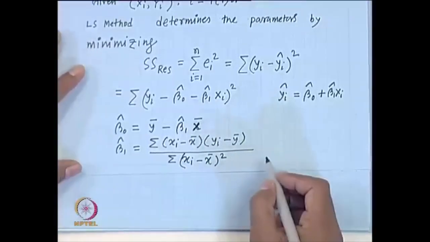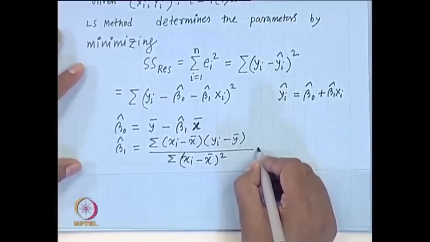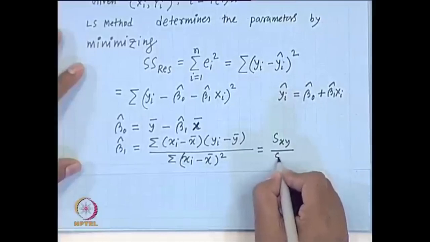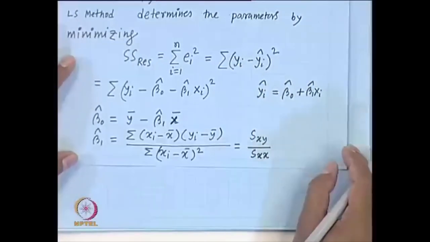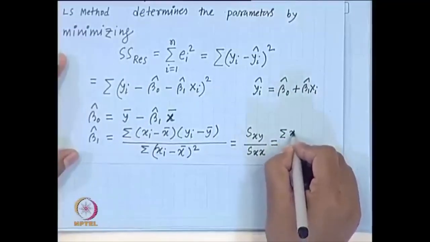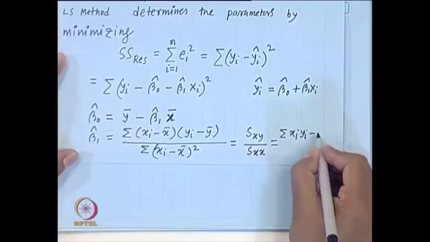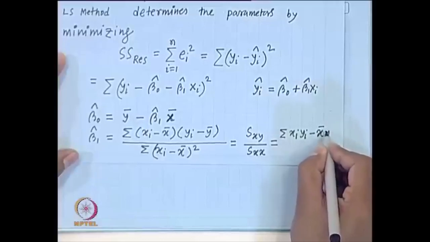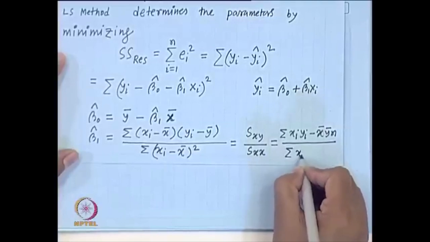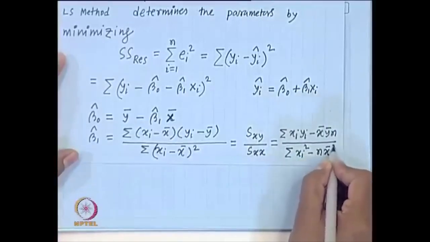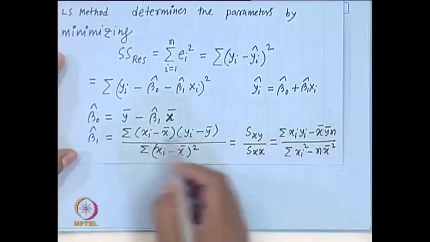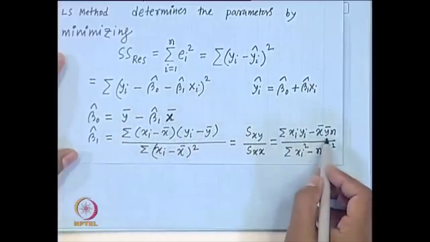Well, this quantity is also denoted by the symbol S x y by S x x, and this one can also be written in the form summation x I y I minus n times x bar y bar by summation x I square minus n into x bar square. This is not difficult to observe. Just a simple algebra shows that this quantity is equal to this quantity.